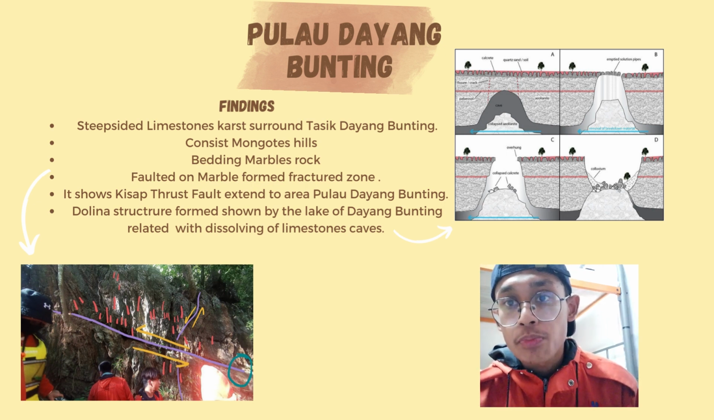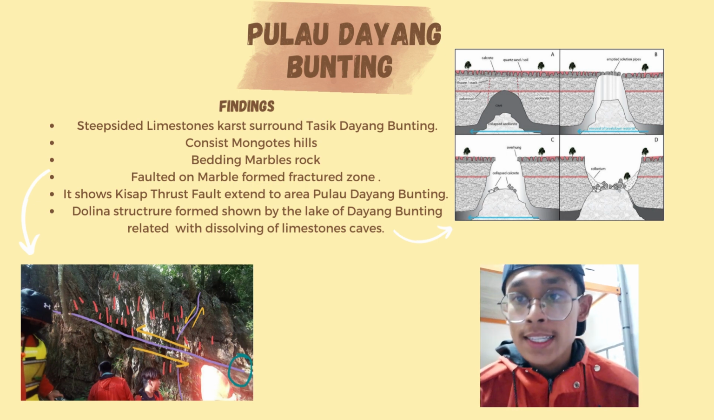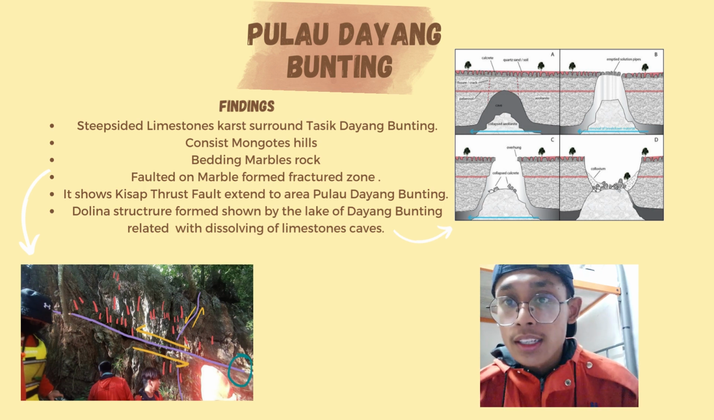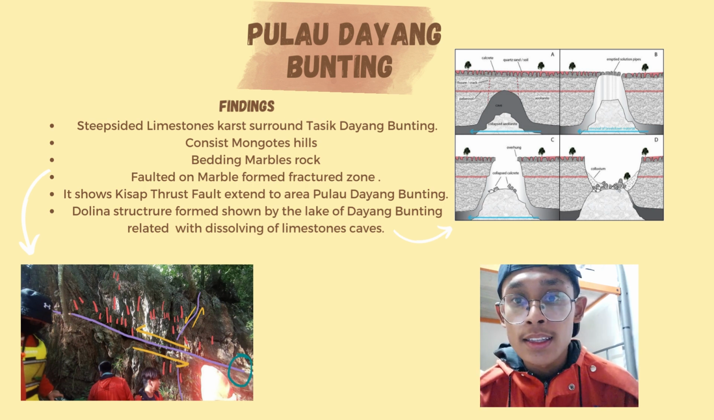First, steep-sided limestone karst surrounds Tasik Dayang Bunting. It has rounded hills with steep slopes, consisting of Mount Machinchang, and it has bedding marble rock. In the marble rock, there is also faulting that forms a fracture zone with silica, known as the lineation or strata on the marble rock and silica line.